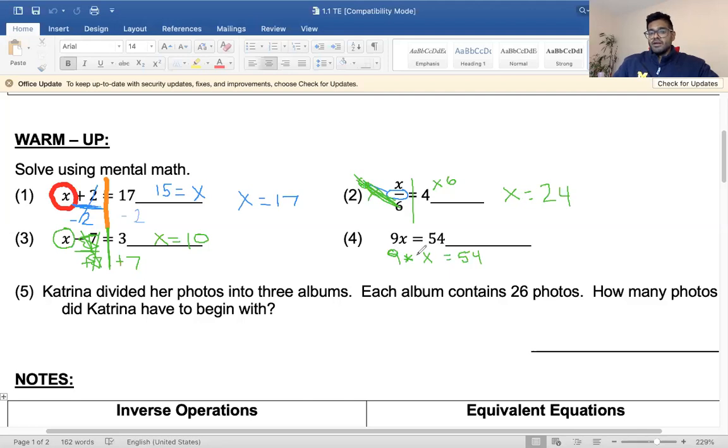Okay. Well, again, same thing. We just got to think, well, how do we undo a times? Well, the opposite of multiplication is division. And if I divide by 9, well, here you have x times 9 divided by 9. So then you're just going to be left with x on one side. And over here, if I do it to one side, I got to do it to my other side. So 54 divided by 9. And you get x equals 6.